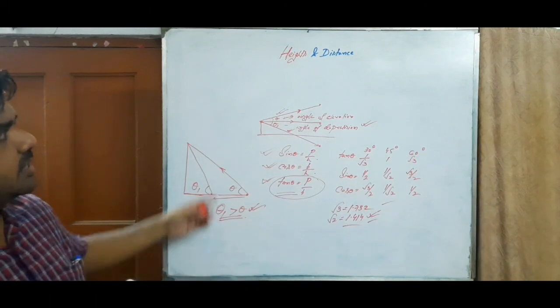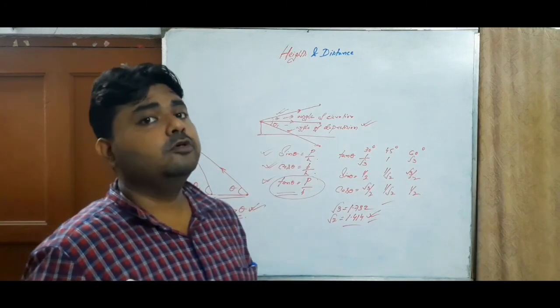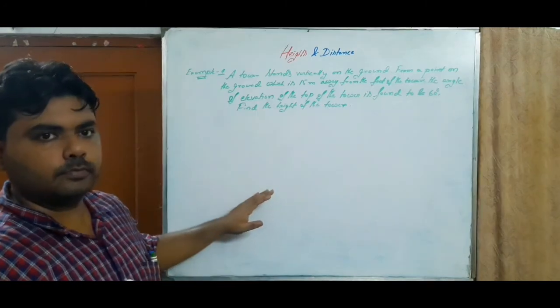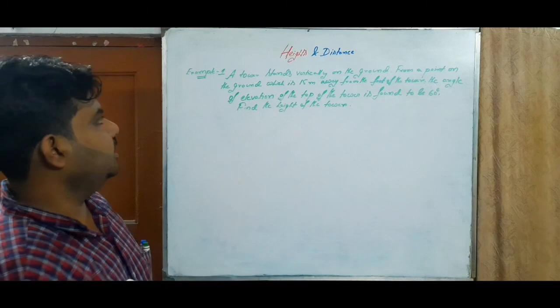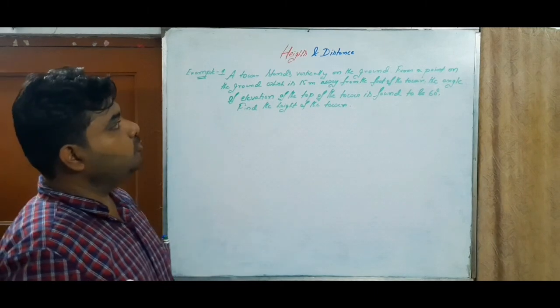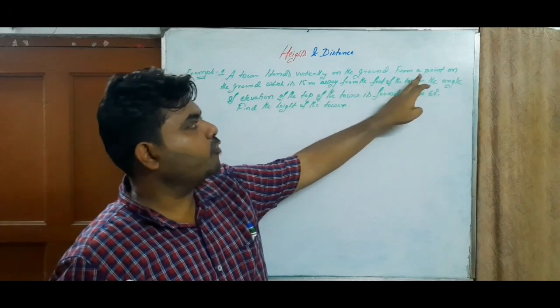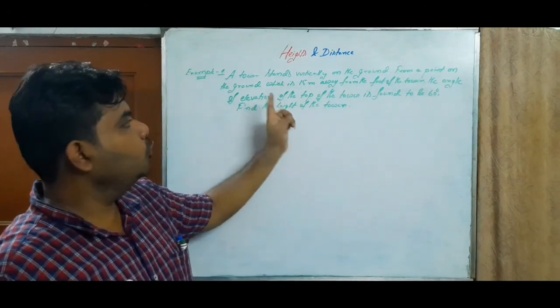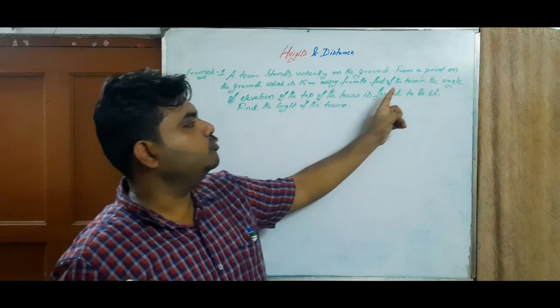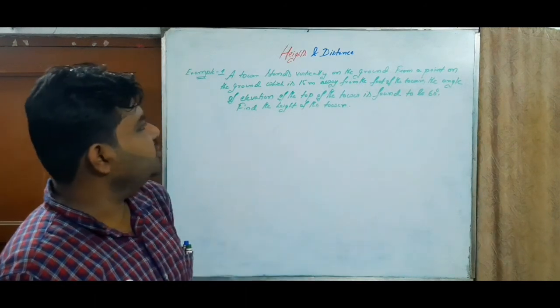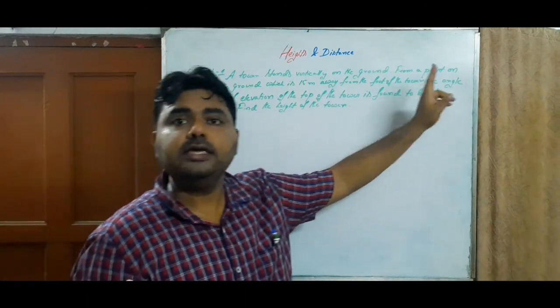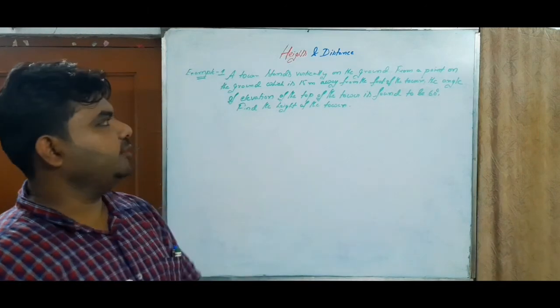Now we shall be discussing this chapter with the help of some examples. The first example: a tower stands vertically on the ground. From a point on the ground which is 15 meters away from the foot of the tower, the angle of elevation of the top of the tower is found to be 60 degrees. Find the height of the tower.